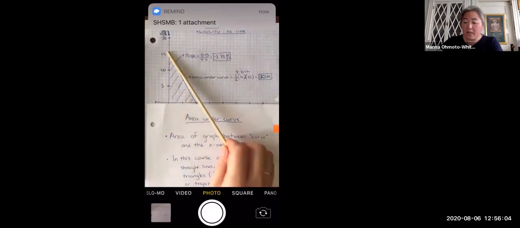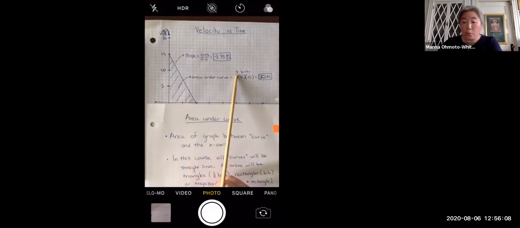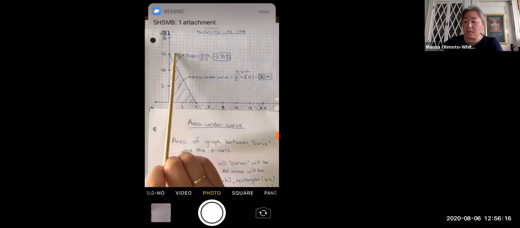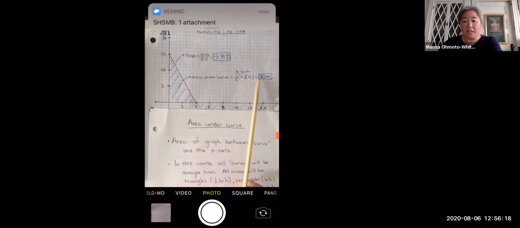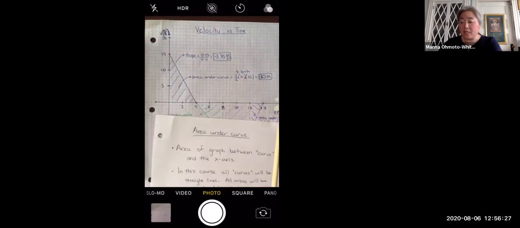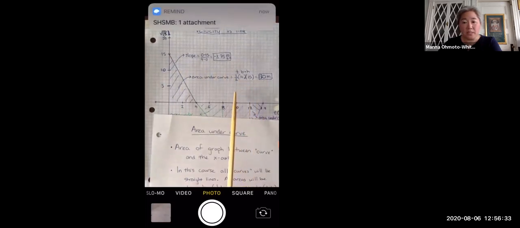So I take my area and I have a triangle. So I will be using the formula 1/2 base times height. And my base is 4, whatever my x value change is. And my height is 15. So that gives me an area under the curve of 30 meters. Now it's meters because I'm multiplying my x-axis values times my y-axis values, and meters times meters per second gives me meters. My seconds cancel out.